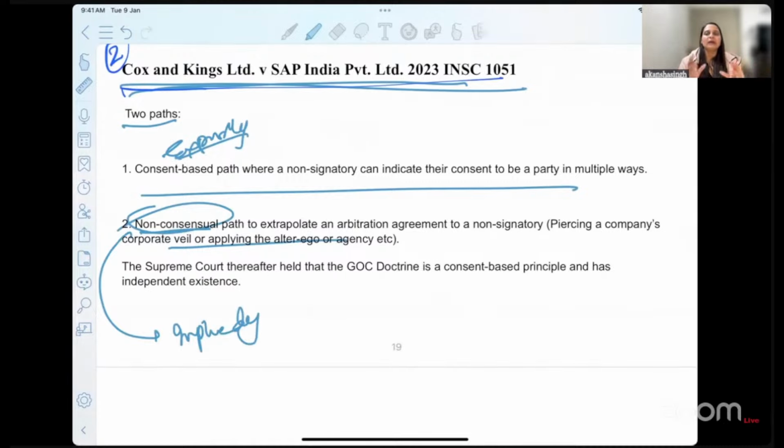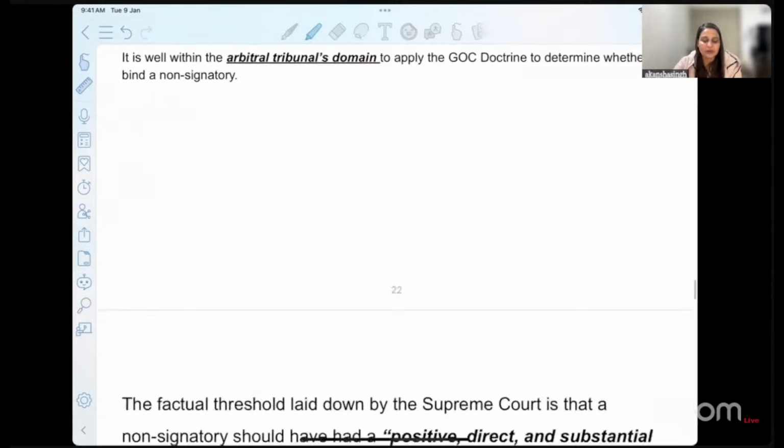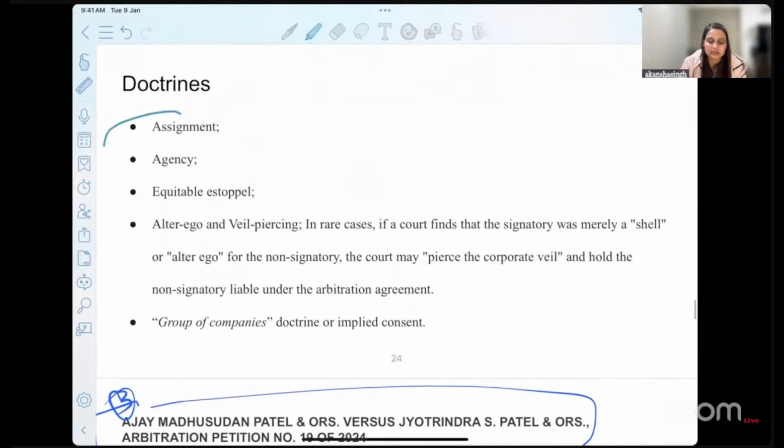One is where the party has given consent and has expressly mentioned it. So how do they expressly mention? If you have a contract of agency, or if there is a position where lifting of the corporate veil has to happen, or if there is a contract where equity suggests that you have to see the working between the non-signatory and the signatory, in that particular situation this will be considered the non-consensual path, wherein you will have to extend the arbitration agreement to the non-signatory. This will arise only and only in cases of these non-signatories.